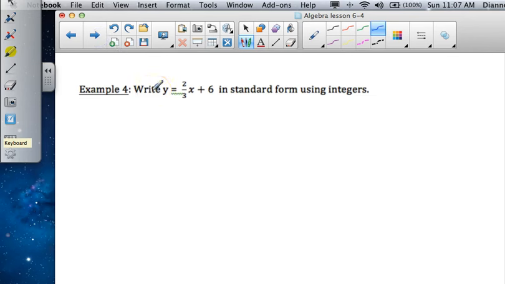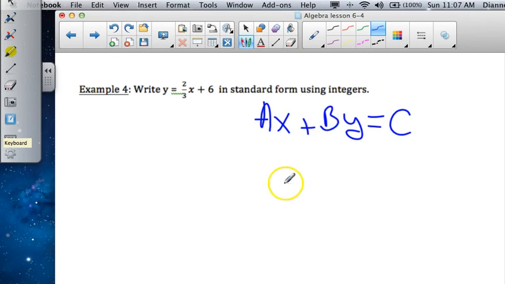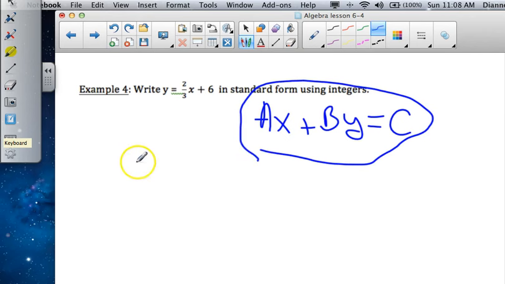Now we want to write examples in standard form. So remember, standard form is ax plus by equals c, where a, b, and c are integers, no fractions, and a and b can't be 0 at the same time, which makes sense. So we're going to take this. The first thing I'm going to do is subtract 2/3 x, because I want my x and my y all together on the left-hand side. So I'm going to make that -2/3 x plus y equals 6.